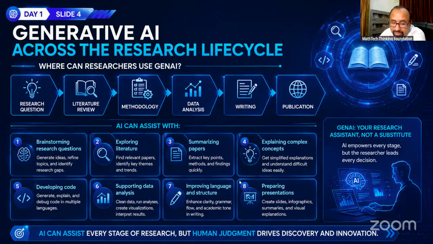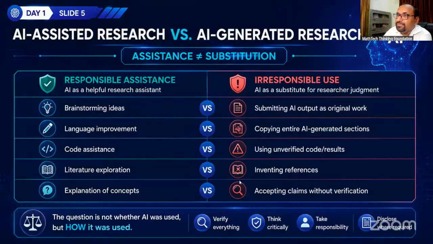Next, we have AI-assisted research versus AI-generated research. On the left side you can see responsible assisted use, and on the right-hand side irresponsible use. So when does AI assistance become inappropriate? There is a significant difference between using AI as an assistant and allowing AI to perform the intellectual work that the researcher is expected to perform.